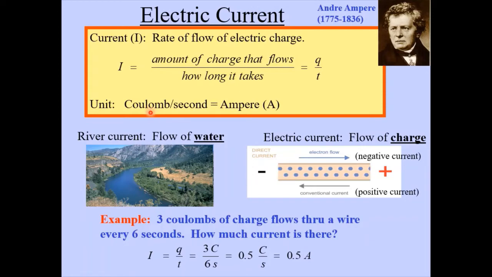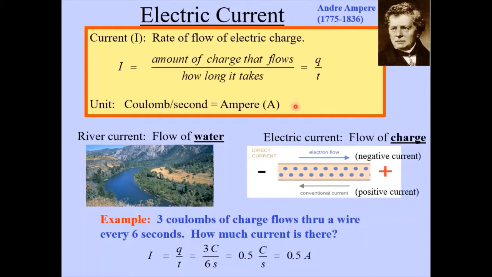Because current is such an important parameter and concept in electricity, we give current its own unit. A coulomb per second is called an ampere. And an ampere is named after André Ampère, a French physicist who studied electricity. It's abbreviated with the letter A, and sometimes an ampere is abbreviated by just saying amp. So for example, a 2 amp fuse means a fuse that is rated at 2 amperes of current.